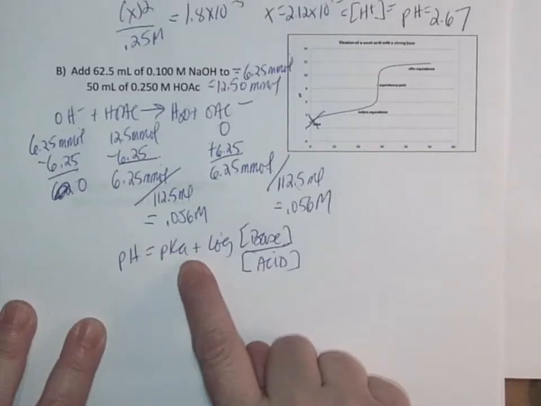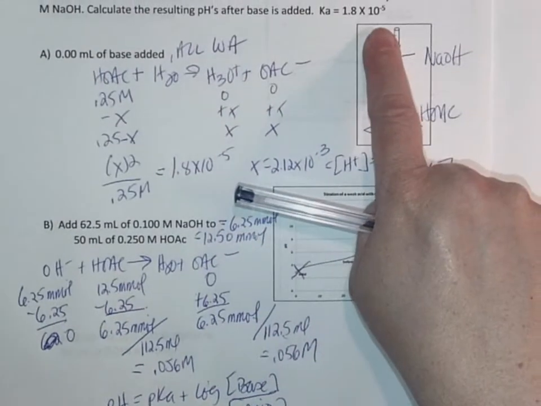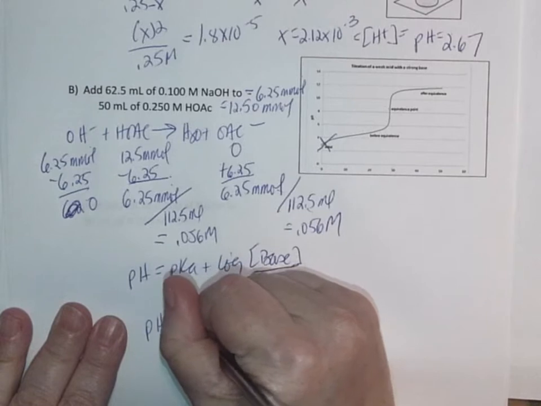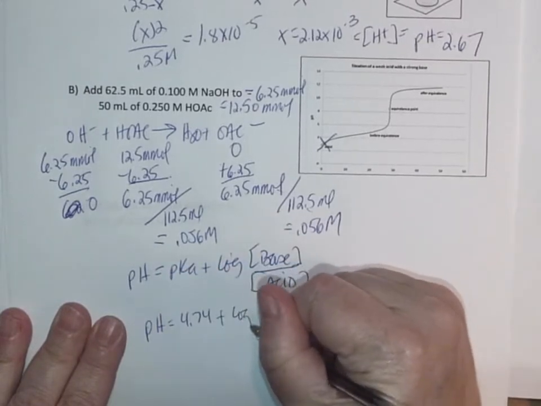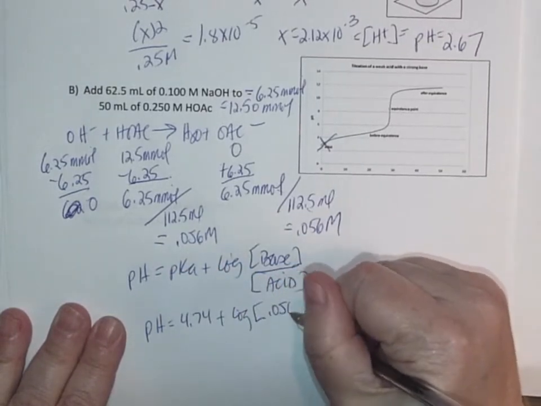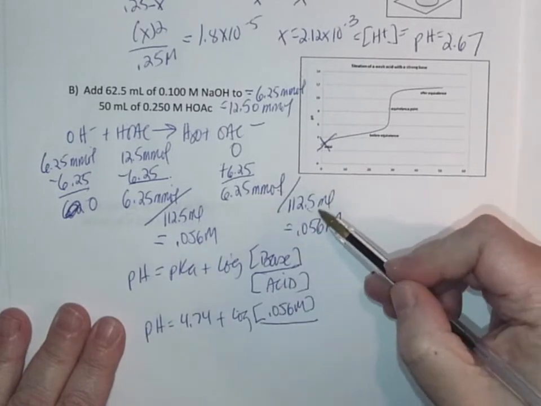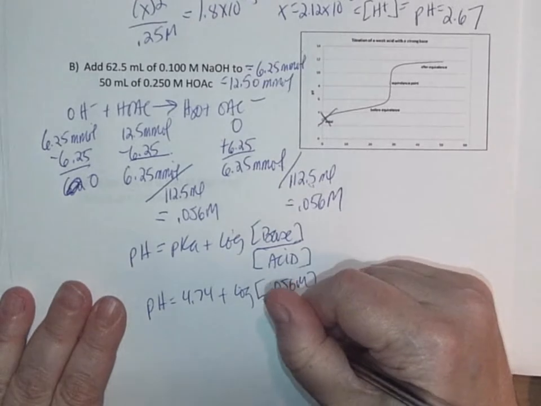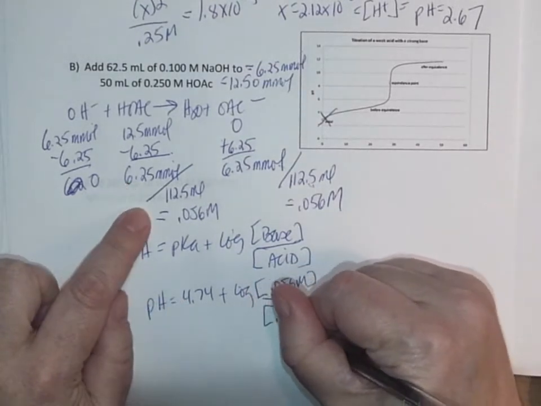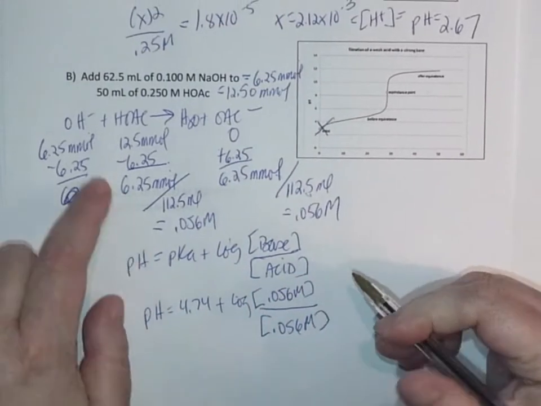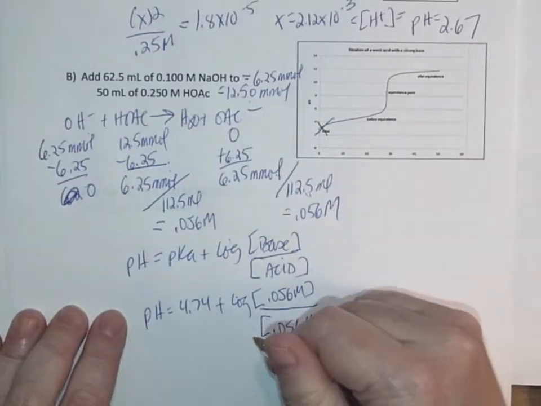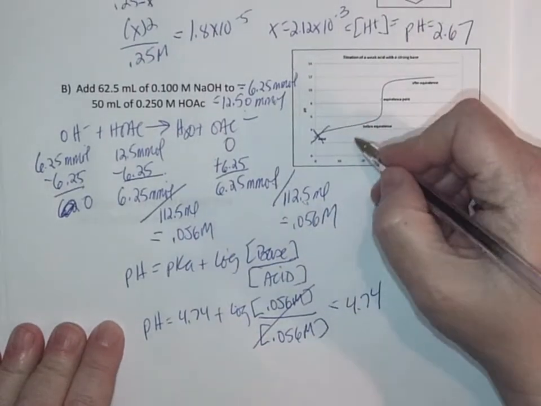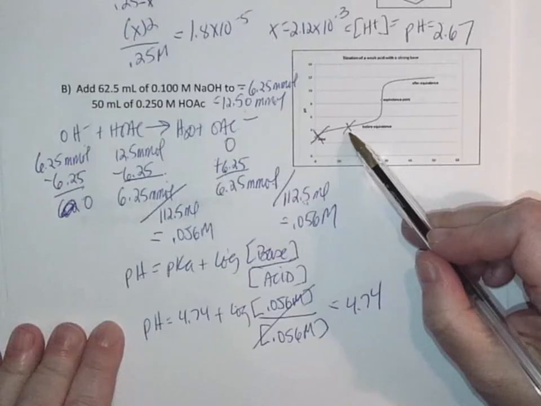Take the negative log of this Ka. The Ka was given to you up here in the problem. So that's going to be 4.74 plus log of 0.056 of the base. Here's your base, right? That negative is telling you it's the base. And the acid is over here, 0.056 molar. So that's the acid and its conjugate base. This cancels each other out. My pH is 4.74. I just calculated this part right here.